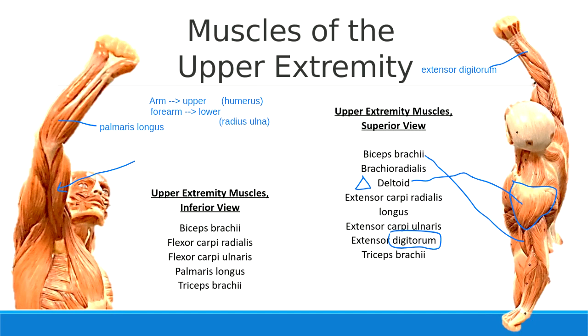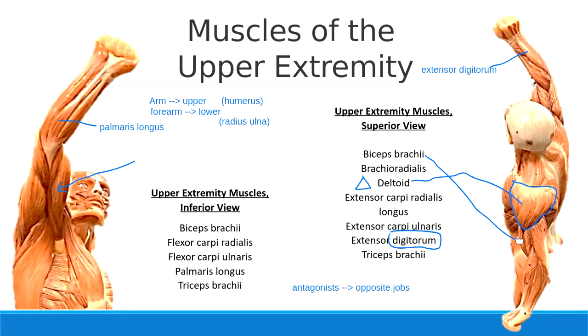Antagonists. That means that they do opposite jobs of each other. So the muscle that does the opposite job of biceps brachii, what's the name of the muscle that does the opposite job? Does anyone remember from way back before spring break? Yes, lots of us are chiming in. Triceps does the opposite job of biceps.